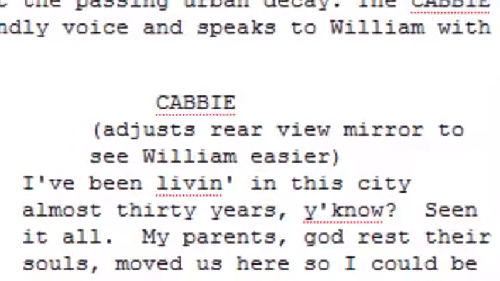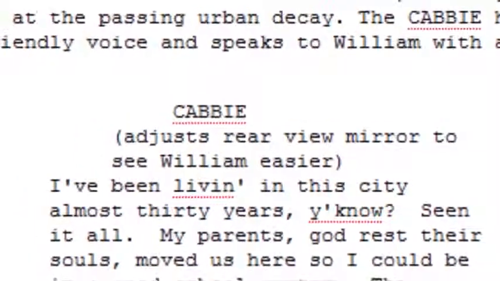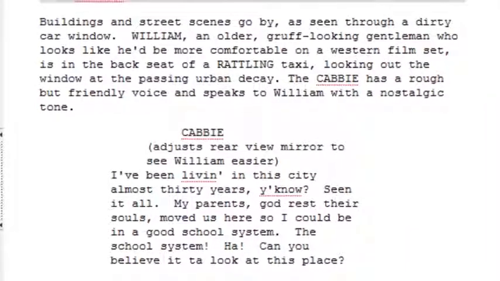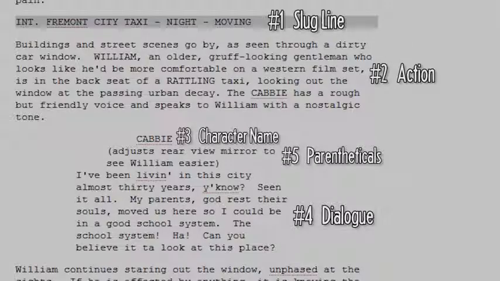Truth be told, I could probably have moved this note about the mirror to the description, but I wanted to give a good example and found that as I was reading it, I liked the idea of the character doing this while speaking his lines. So in this short bit, you've got all 5 of the basic elements.